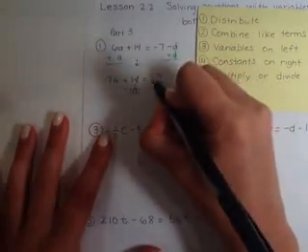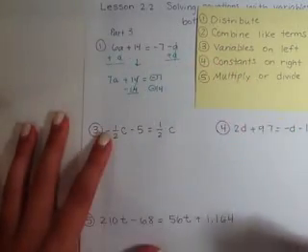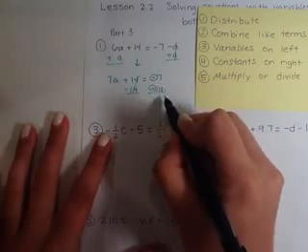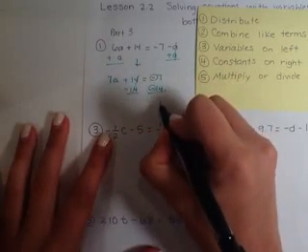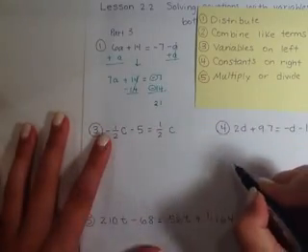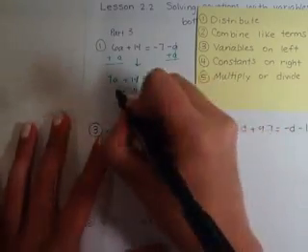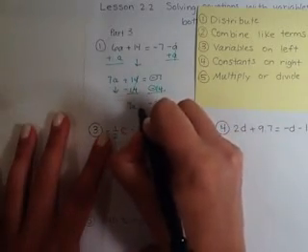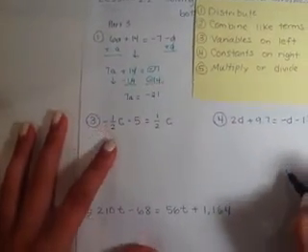Now once again, these signs are the same. So I will add the numbers 7 plus 14, 21. And I will keep that sign. Bring down what I have not used, which is 7a, equals negative 21.